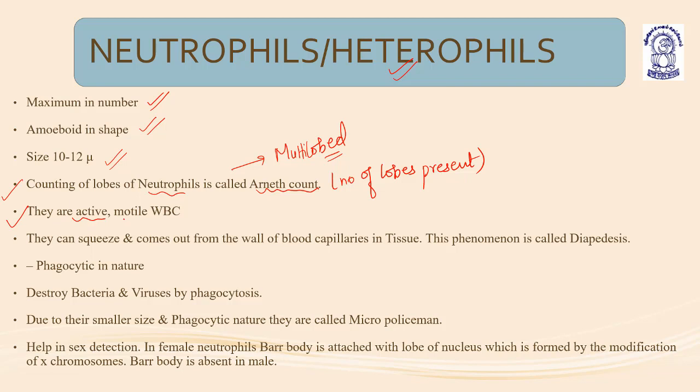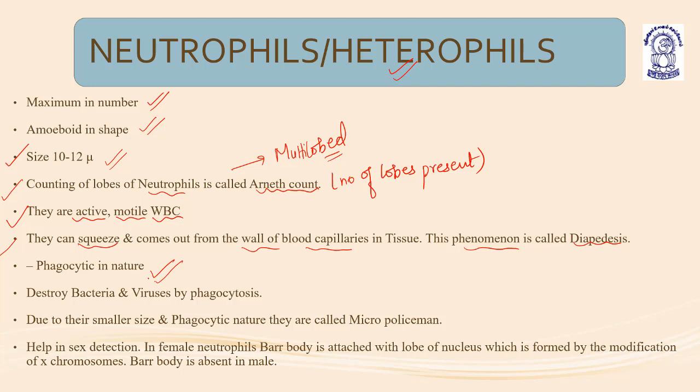They are active, motile WBC. So neutrophils or heterophils, they are active and motile WBC. They can squeeze and come out from the wall of blood capillaries. This phenomenon is called diapedesis. So neutrophils can squeeze and come out from the blood capillaries into the tissue, and this is known as what? Diapedesis. They are phagocytic in nature.